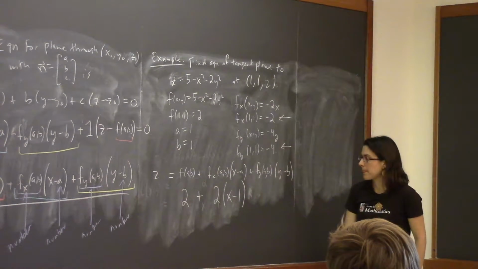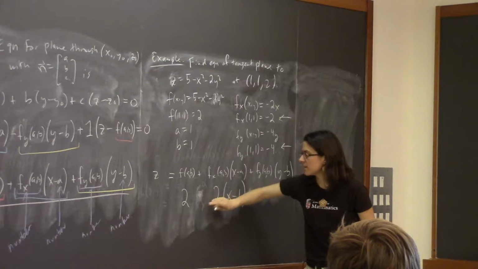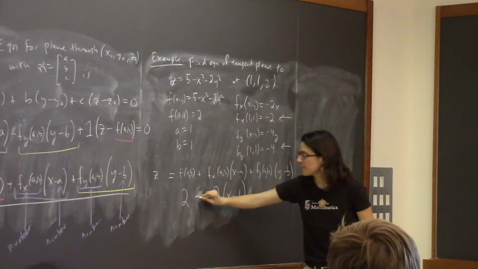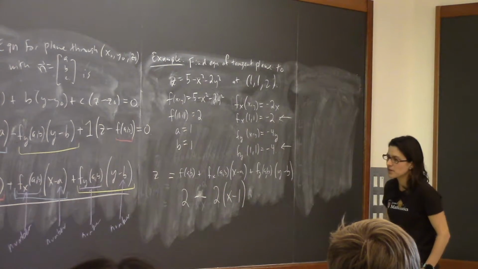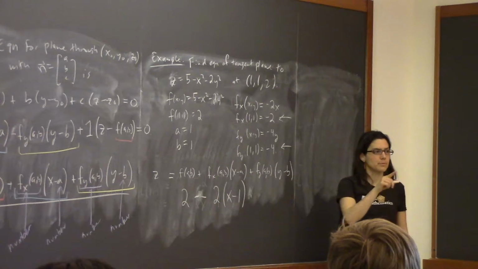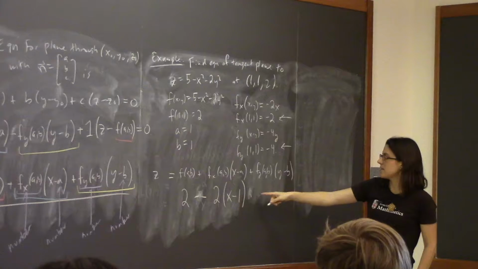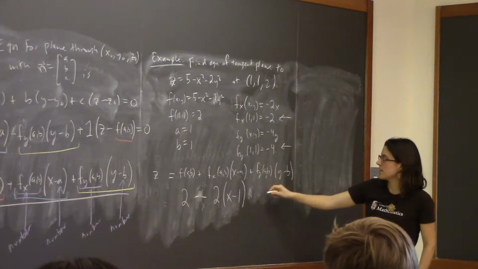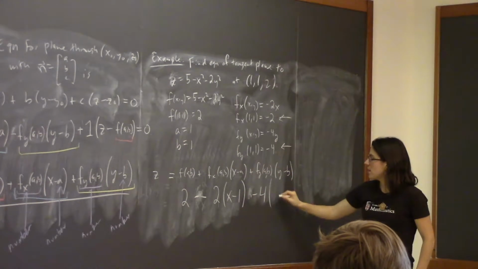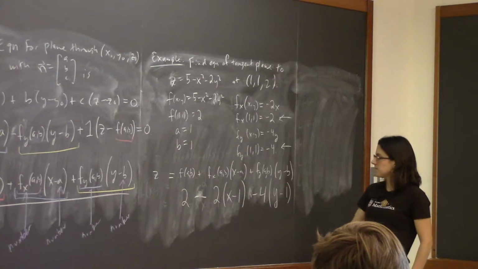Negative 2? Ah, you are so right. Negative 2. Good. Good point. Great. Okay. And then the partial with respect to y is negative 4. And then y minus also 1.